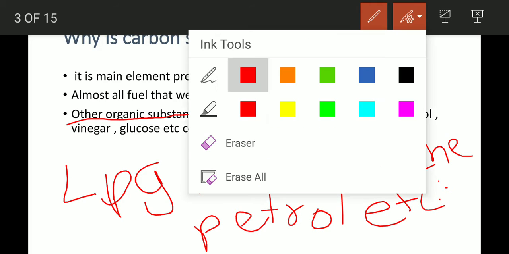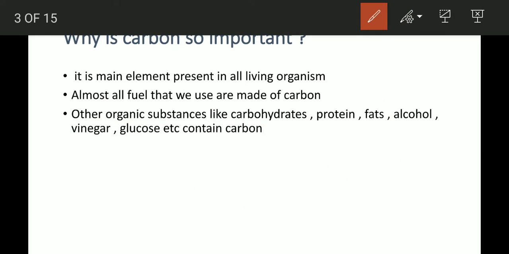But you all know that hydrogen gas is also used as fuel. Hydrogen gas does not contain carbon. That's why I say almost all fuels, not all fuels. Almost all fuels that we use are made up of carbon.